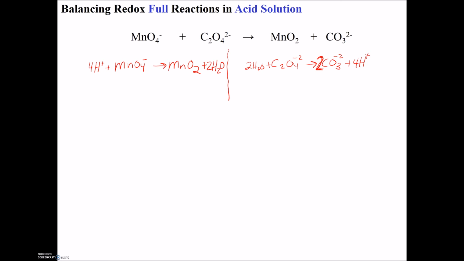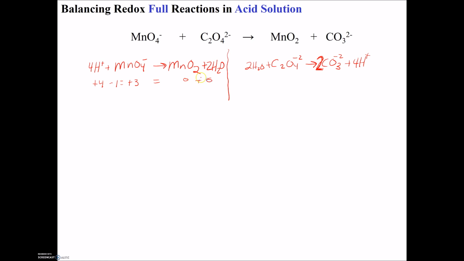Now we have to balance charge by adding electrons to the more positive side. So let's see what we got. Here I have 4 plus 1s, so the hydrogen is contributing plus 4. I only have one of these MnO4 minus 1s, so that means I just have 1 minus 1. So my total charge on this side is plus 3. That has to be the same as the charge on this side. Neither of these have charges, right? There's no charge up here. I didn't forget to bring it down, which can happen. No charge there, so both of these are 0.